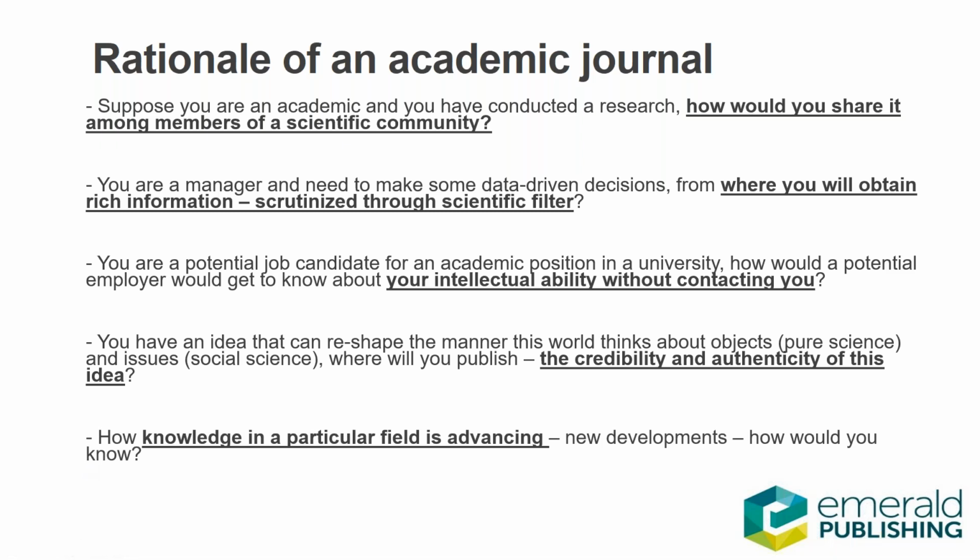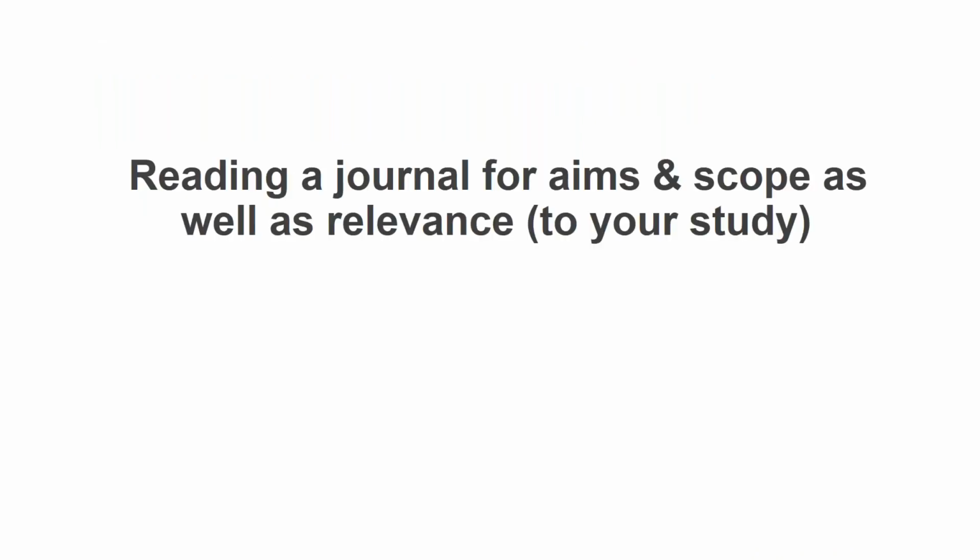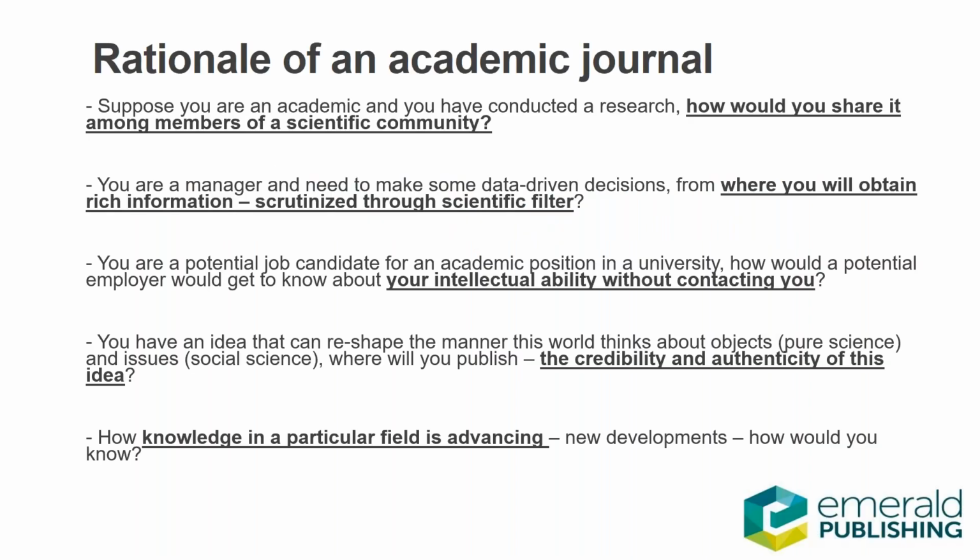If you are a reader, let's suppose you are a PhD student or MPhil student or a scholar at a university, and you wanted to know how knowledge in a particular field is advancing. What are the new developments? How would you get to know that? Of course, from the journal. You might have some library subscriptions, you might have some friendly subscriptions as well. So you can download papers from there, and of course you can understand how knowledge in a particular field is advancing by going through the website of a journal. So all these reasons actually rationalize why we need an academic journal.